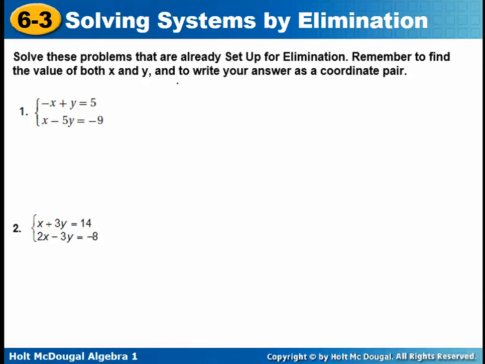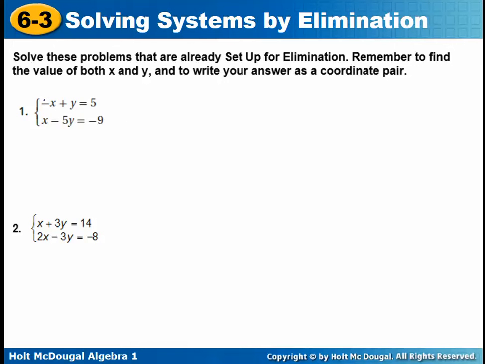All right, on your worksheet you have two problems of this type, where they're basically already set up for elimination. Number 1, let's look at starting number 1 for you. We have -x plus y equals 5, and x minus 5y equals negative 9.